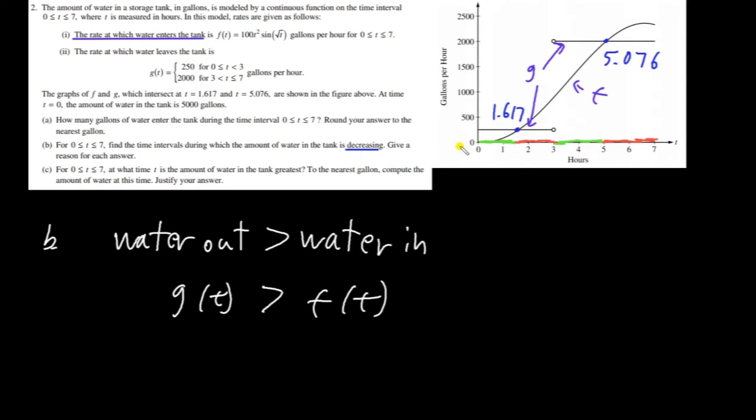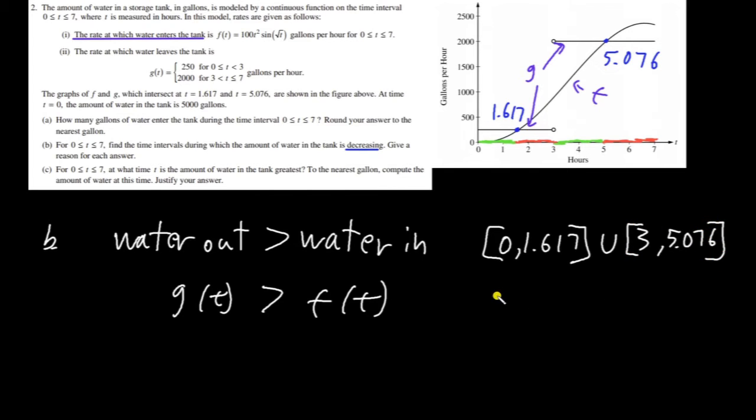So let's write that down. This time is 0, this time is 1.617. So 0, 1.617. And for this time interval, the point where g of t switches from here to here, if we look at our piecewise function, switches at t equals 3. So the starting time is 3, and it ends right here at this intersection point, which is 5.076.